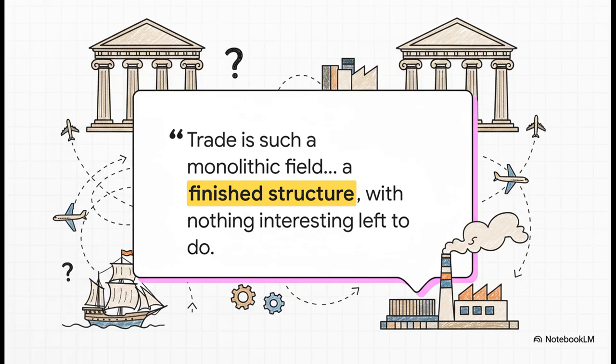You know, if you were an economist back in the 1970s and you told a colleague you were studying international trade, you might have gotten a bit of a funny look. Because the feeling back then was that trade theory was basically a solved problem. It was seen as this beautiful, complete, classical structure, but a finished one, where all the truly interesting work was already in the rearview mirror.